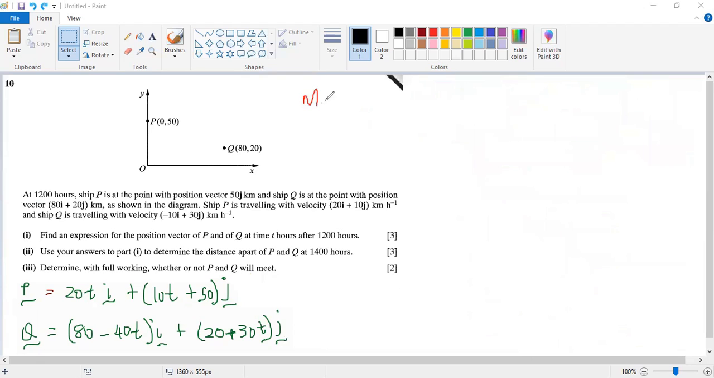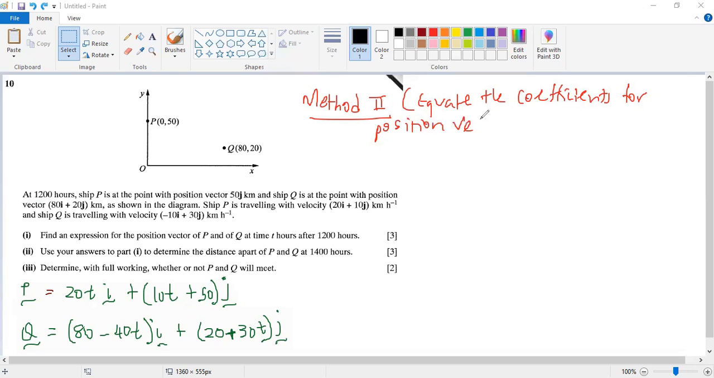A nice question with a bit of detail, and I'm going slow so that it's more understandable. So whether P and Q meet, method 2 is to equate the coefficients. It's exactly the same thing. We equate the coefficients of the position vectors of P and Q, because they are referenced from the same time. So we are equating these two position vectors.